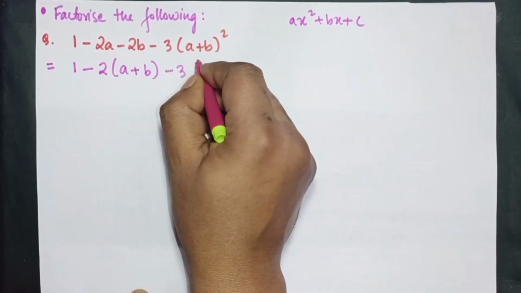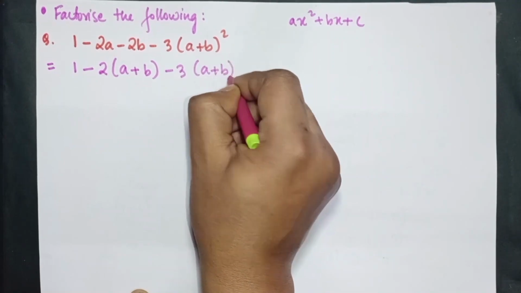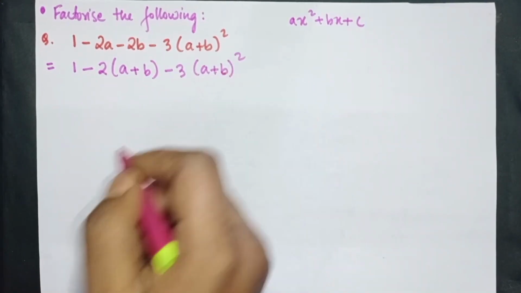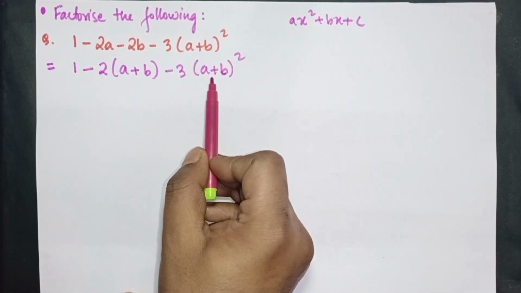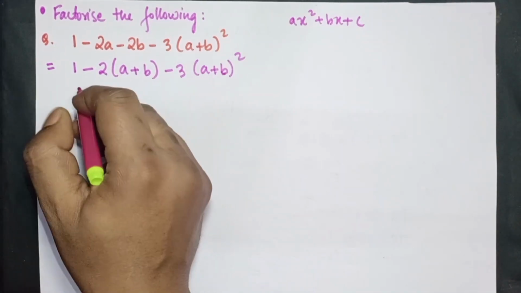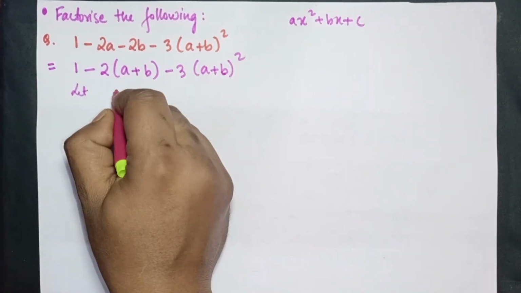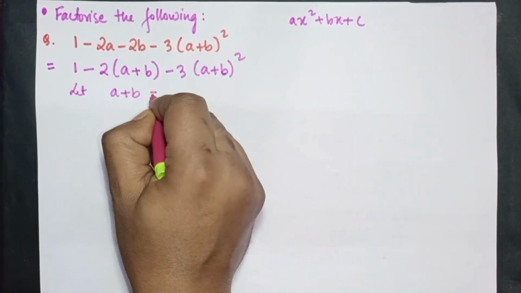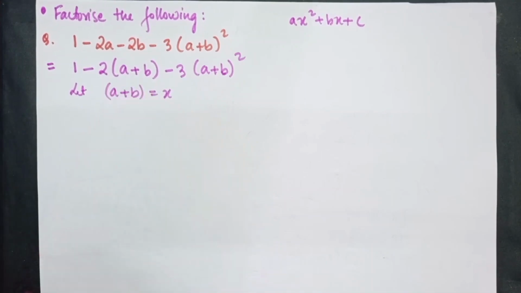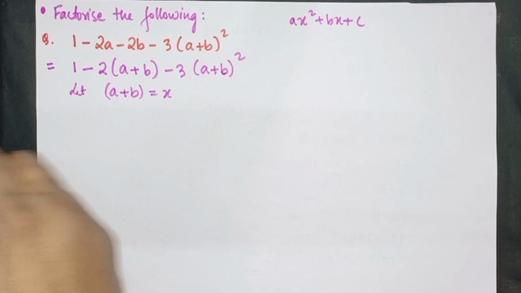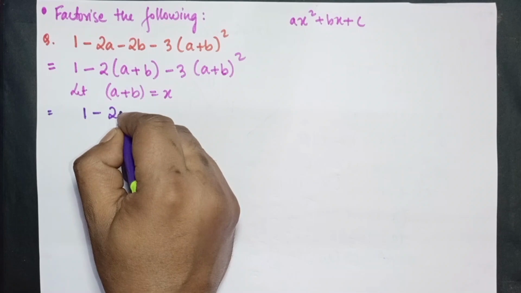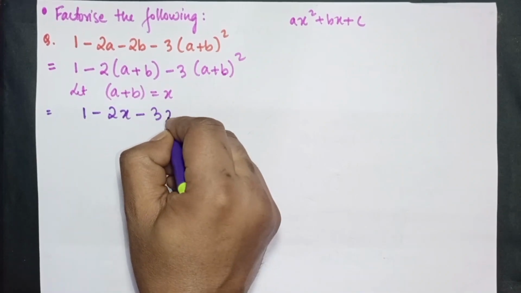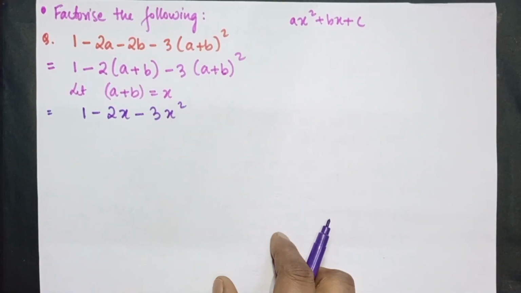So minus 3. So this will be your a plus b whole square. Now in this type of question, what happens is that this 2 has to come same. And what you'll do? We'll take let a plus b as x. So we are taking a plus b equals to x. So what we will get now by putting the value? So this 1 minus 2, a plus b is x minus 3x square. Hope you are clear with this.